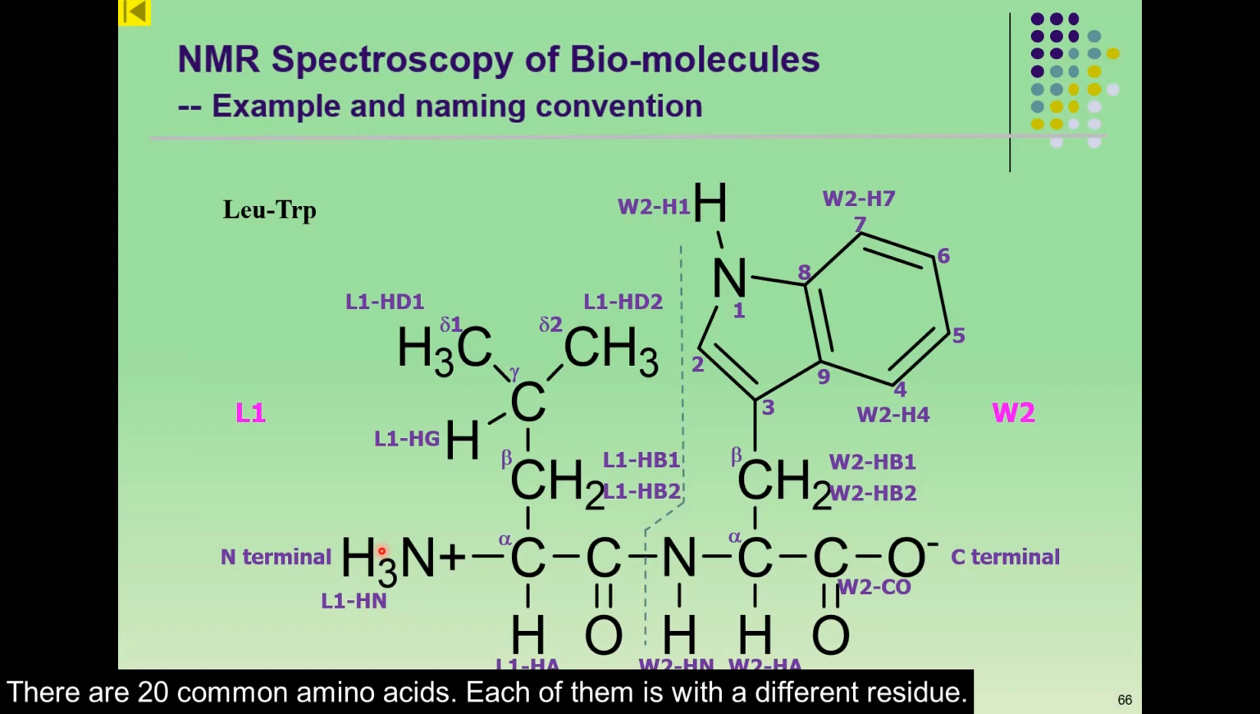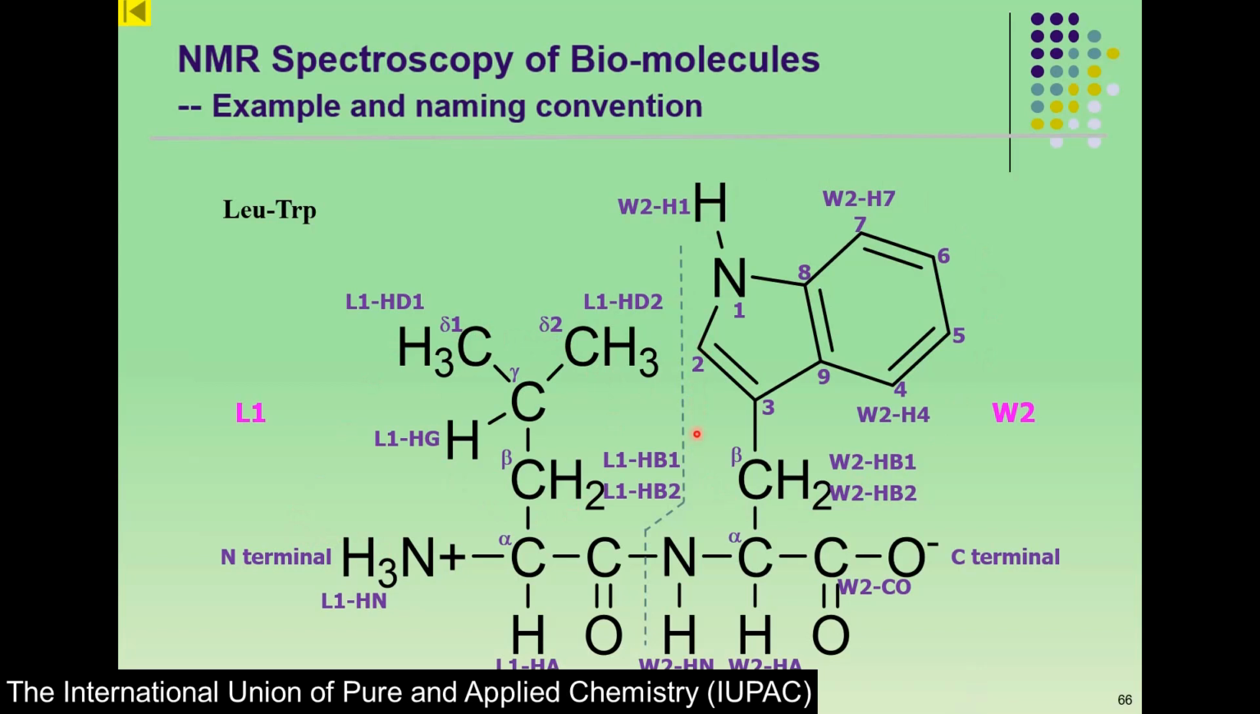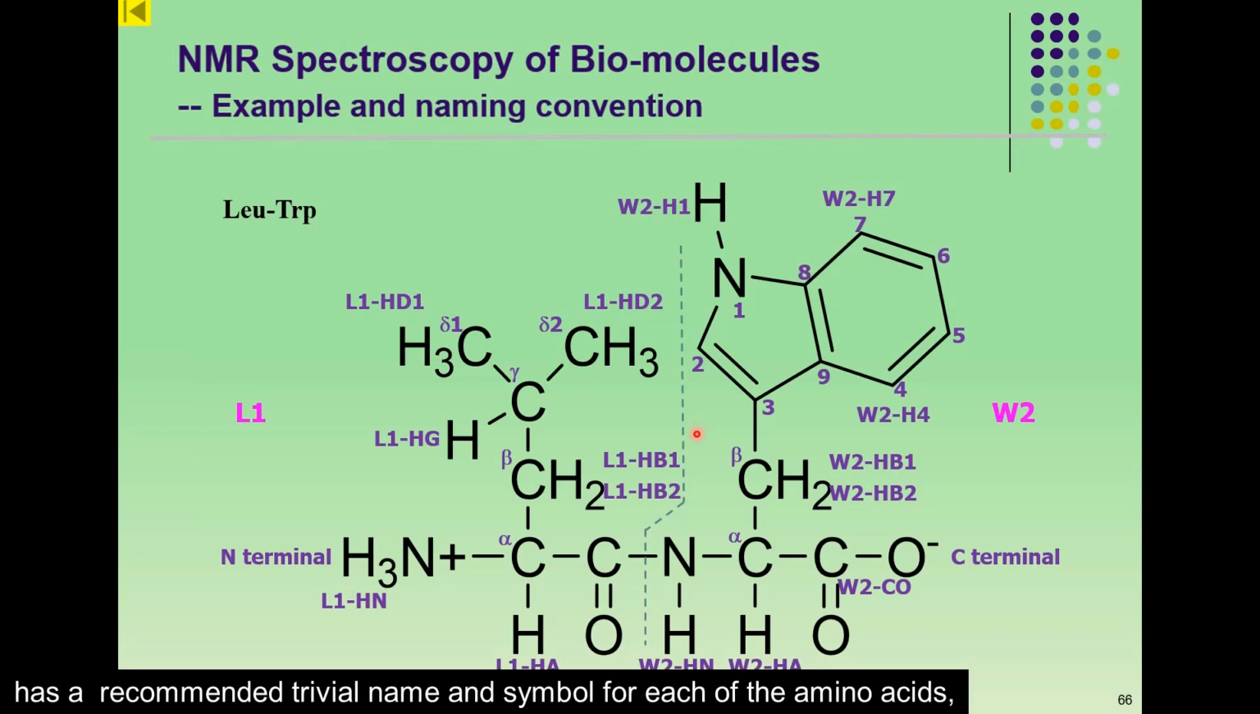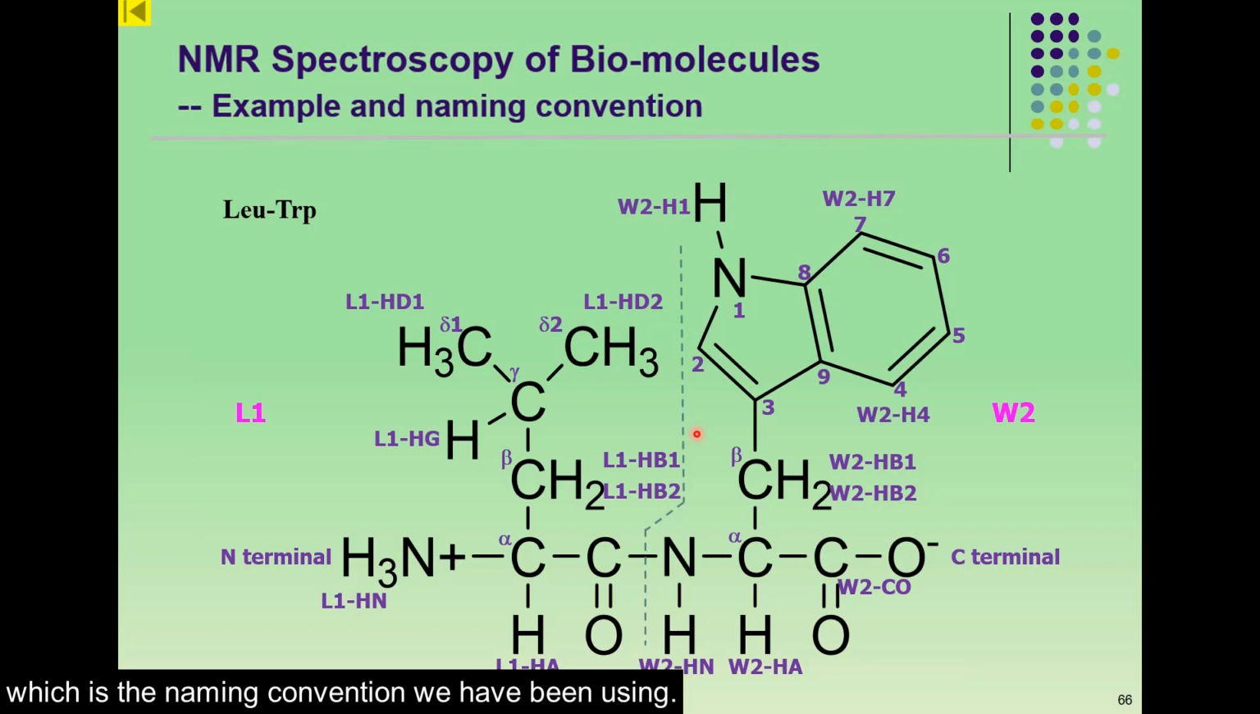Each of them is with a different residue. The residue for leucine is like this, and the residue for tryptophan is like that. The International Union of Pure and Applied Chemistry (IUPAC) has a recommended trivial name and symbol for each of the amino acids, which is the naming convention we have been using.